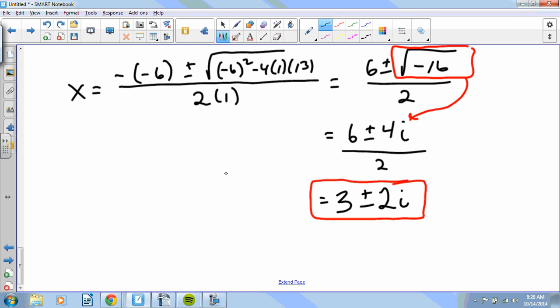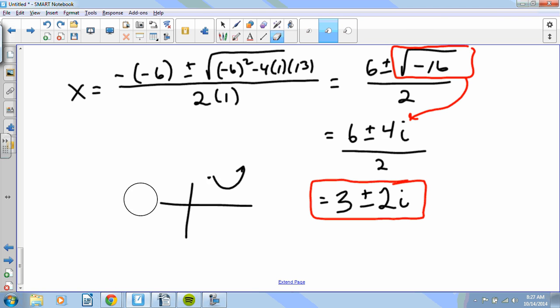Okay, and kind of how that would look if we were on a graph, you'd see a graph that would have something where you'd have a graph above the x-axis. Okay, it doesn't ever cross the x-axis, so those would be our 2 imaginary solutions that we have. So that's the quadratic equation.